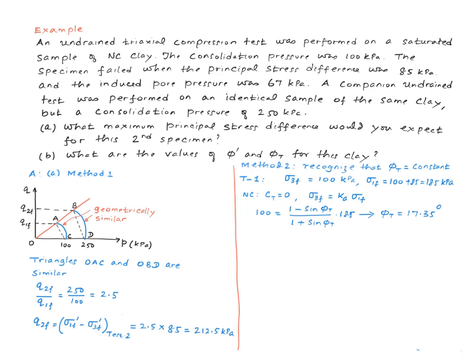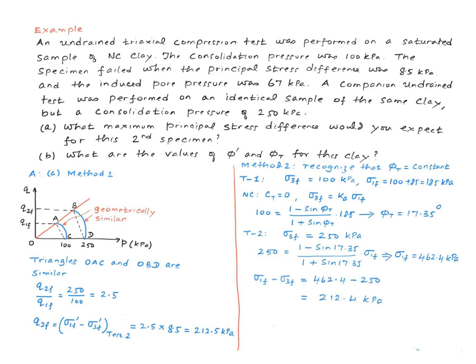We also recognize that we are working with a normally consolidated clay specimen. Therefore, c must be equal to 0. And then we come back and apply this equation right here and substitute the numbers we know, which are sigma 3F is 100 kilopascal, sigma 1F is 185, and that gives me a total friction angle of 17.35 degrees. Now we take specimen number 2, for which sigma 3F is 250 kilopascal. So we reapply this equation. Now this time we know the friction angle, and the only unknown in that equation is sigma 1F. So sigma 1F works out to be 462.4 kilopascal.